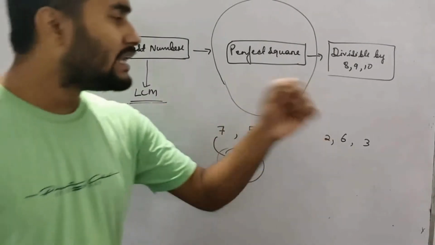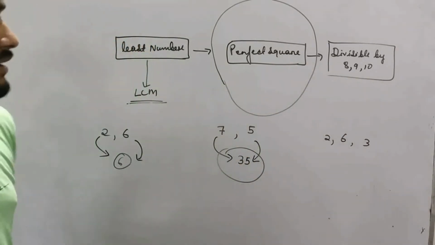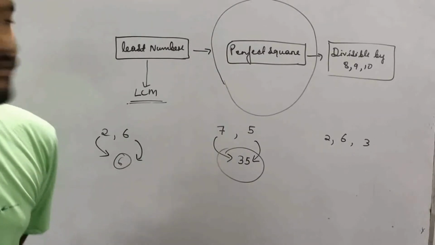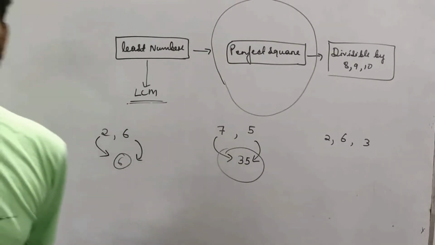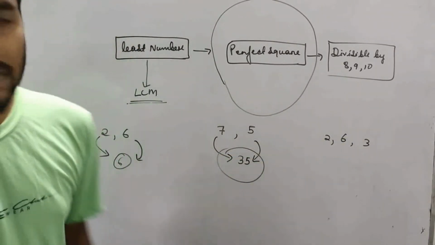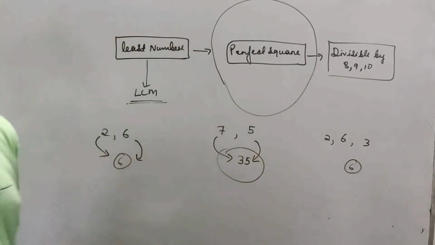Understood? What is the least number which is divisible by 2 also, 6 also and 3? What is the LCM of 2, 6 and 3? Obviously 6, isn't it? So what is the least number over here? 6.